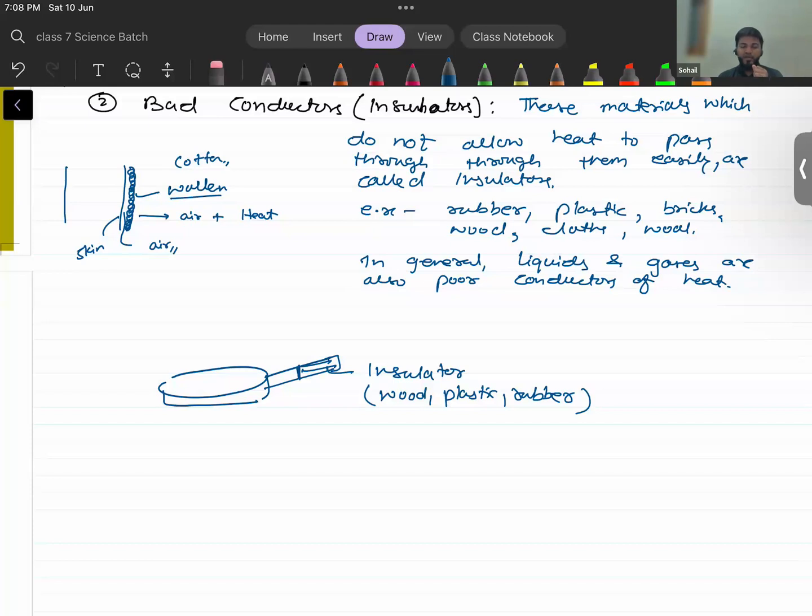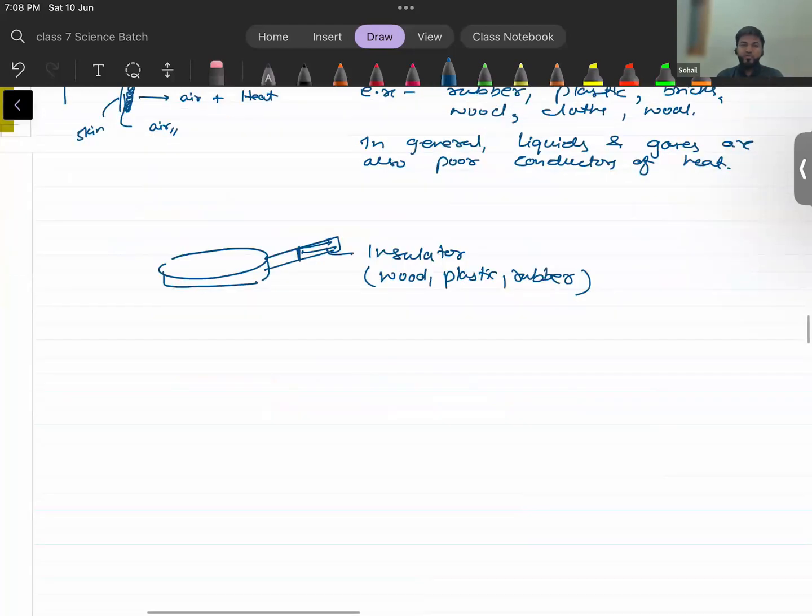And what are some good uses of conductors? Sir, for cooking. Yes, for cooking. Another example is the mercury metal, which is used in thermometers because it is a good conductor of heat, right?